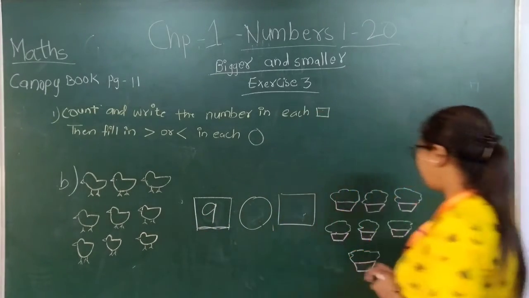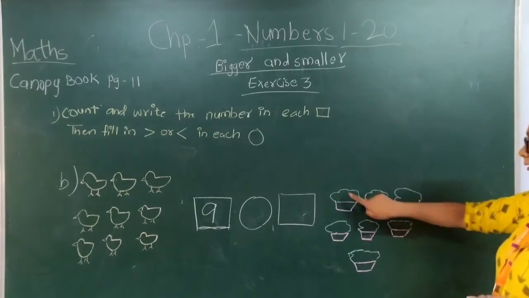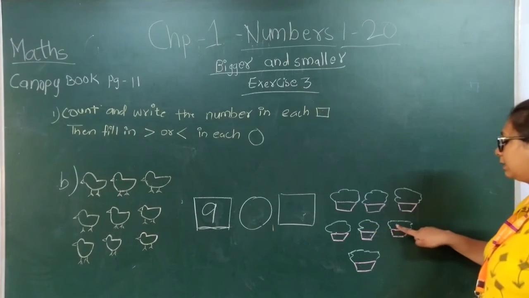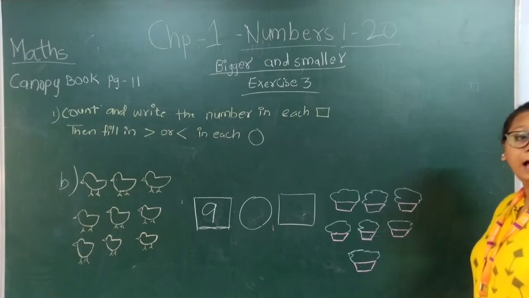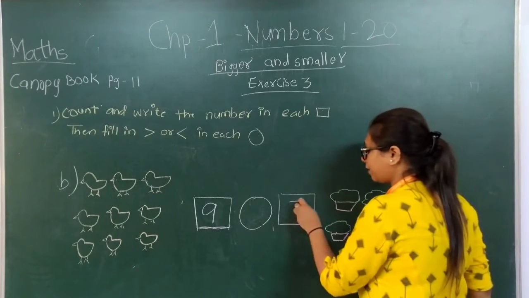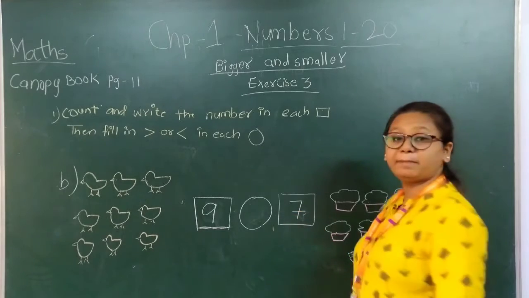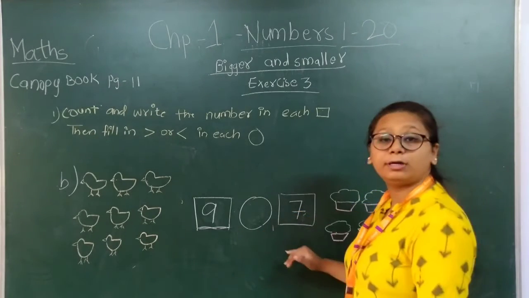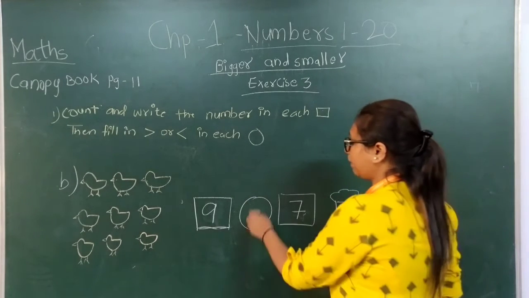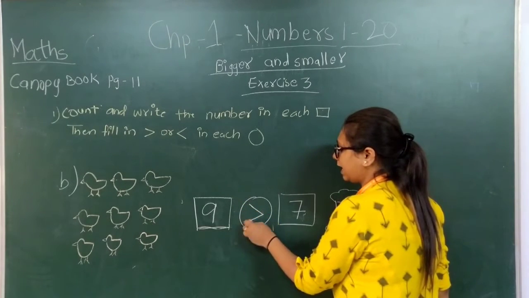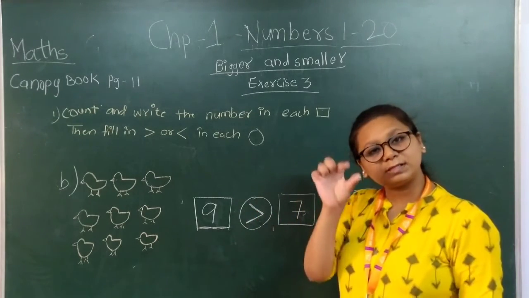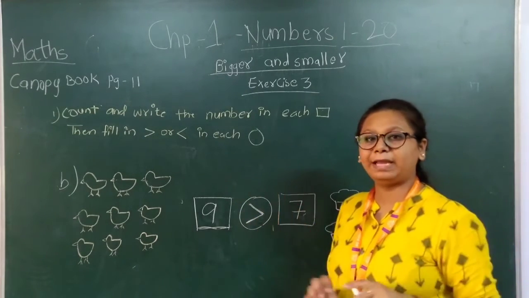Okay. And now cupcakes. 1, 2, 3, 4, 5, 6, 7. How many cupcakes? 7 cupcakes. So we'll write 7 over here. Now which number is bigger? 9 or 7? Yes, 9 is bigger. So the mouth will open towards 9 and the tail will come towards 7 because 7 is a small number while 9 is a big number.